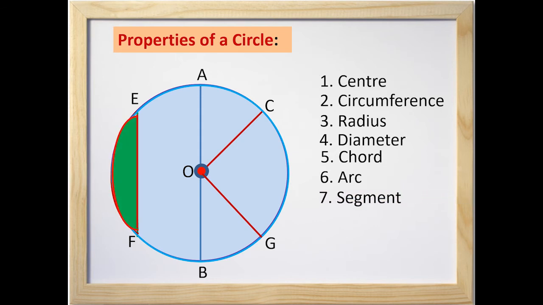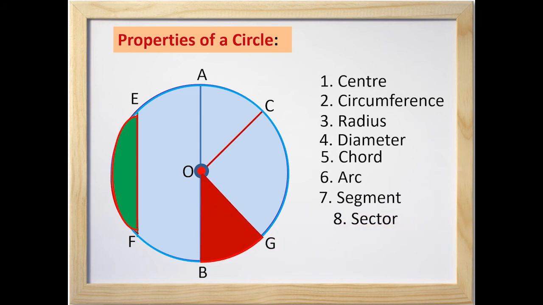The next point which we are going to learn is called the segment of the circle. What is a segment? Segment is the area enclosed between the chord of the circle and the arc of the circle. The area enclosed in between the chord and the arc of the circle is called the segment. Is it clear?